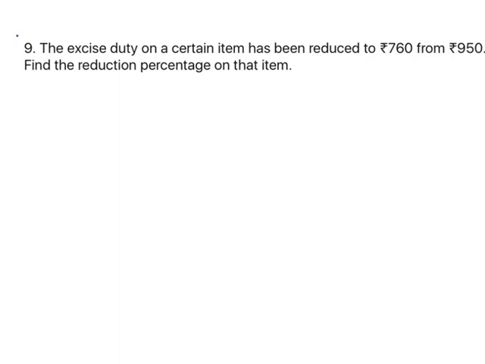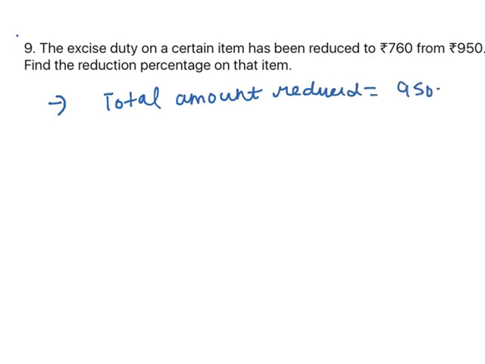First of all, we have to find the total amount that has been reduced. So for that, total amount reduced is equal to how much? 950 minus 760. That will give us rupees 190. So it means we reduced rupees 190 of excise duty on the item.